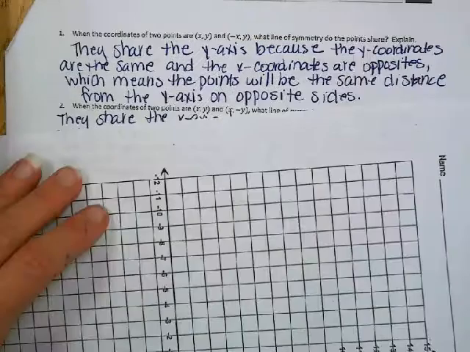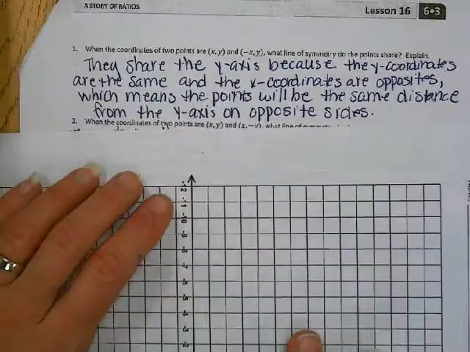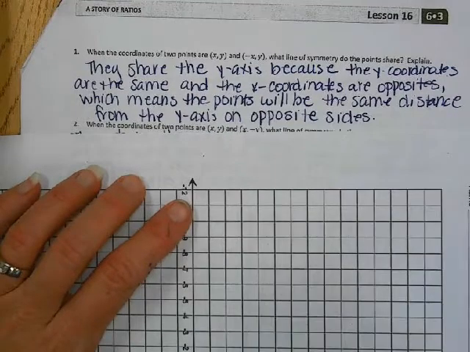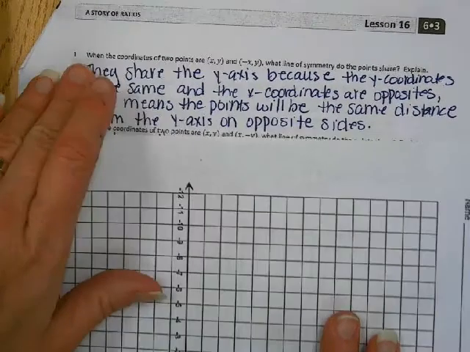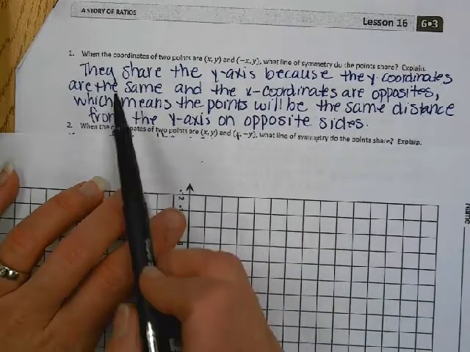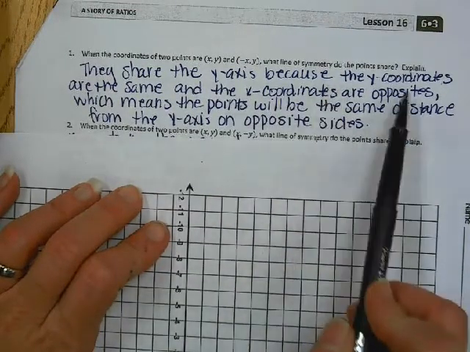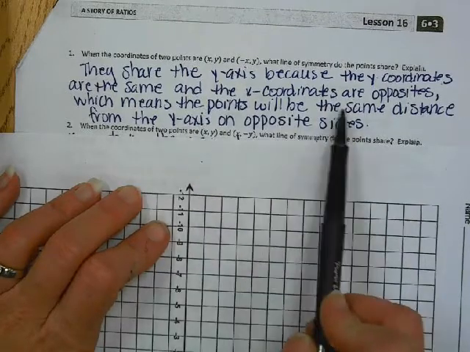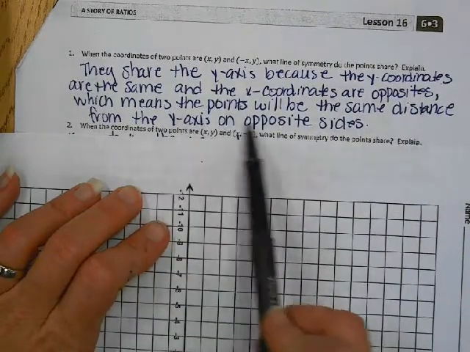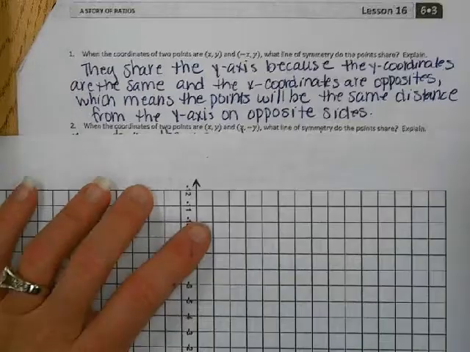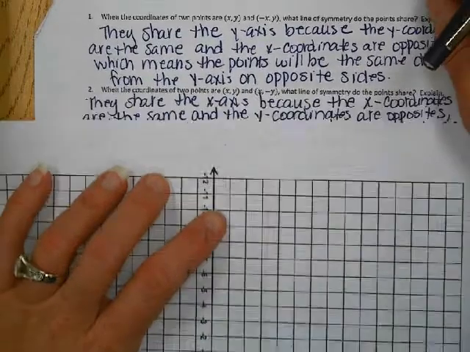When the coordinates of 2 points are x, y and negative x, y, what line of symmetry do the points share? So this is kind of what you just learned with your activity. They share the y-axis because the y-coordinates are the same and the x-coordinates are opposites, which means the points will be the same distance from the y-axis on opposite sides. So just showing those opposites within the coordinate plane.